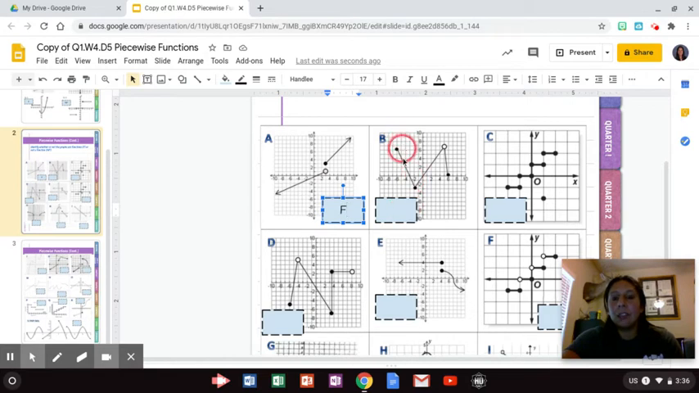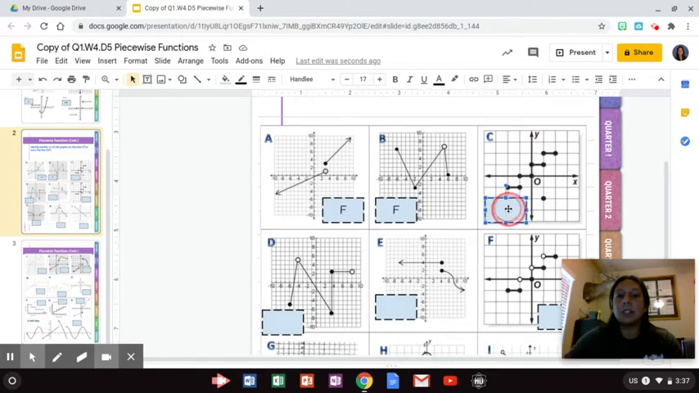B, if you were to draw a vertical line, this one would pass the vertical line test, so it is a function. C, if I were to draw a vertical line on C right here, you'll notice that it hits 2 dots that are stacked in multiple places. So C is not a function.